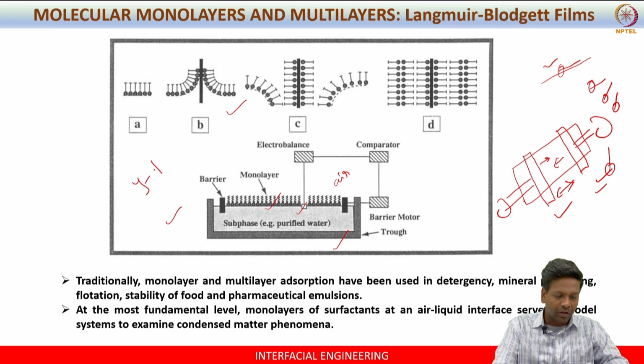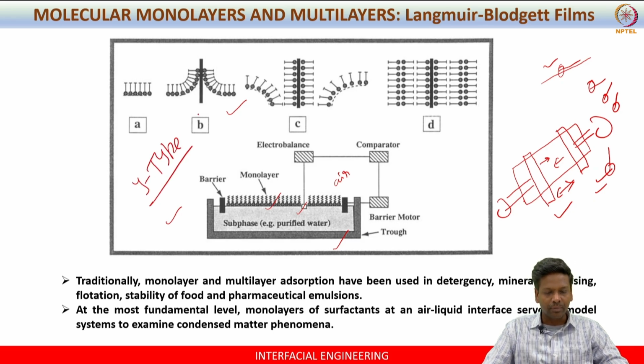So you have three types of LB film that can be formed. One such film is the Y type film. So here you will obtain the film in each cycle. For example, each cycle consists of a dipping and lifting process, right? When you dip and lift, you will actually carry along with the substrate two monolayers, right?